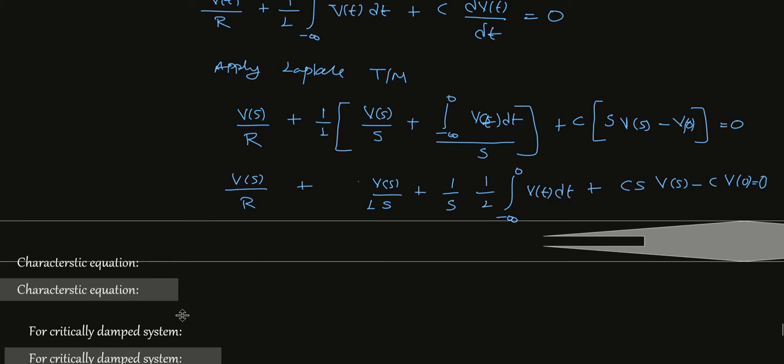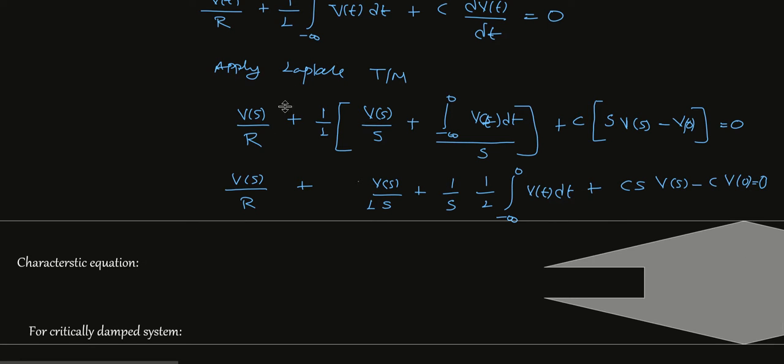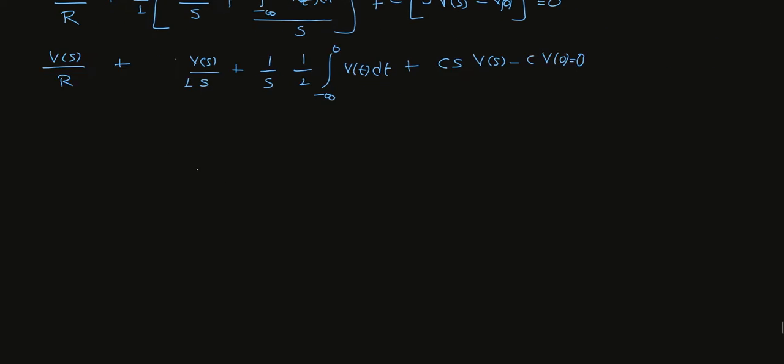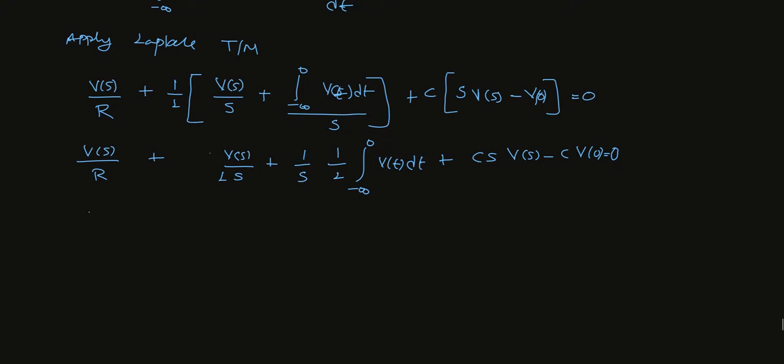Let us take this space here. So this will be V(s)/R plus V(s)/(Ls) plus C s V(s), where the 1/s term gives I naught, as already defined at the start, minus C V(0) equals 0 here.